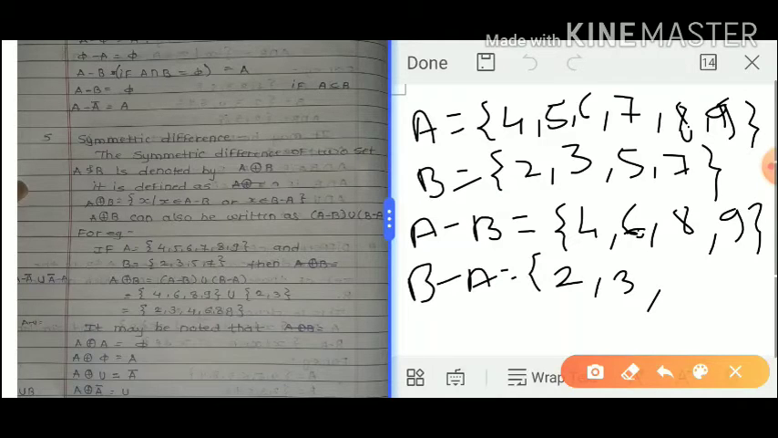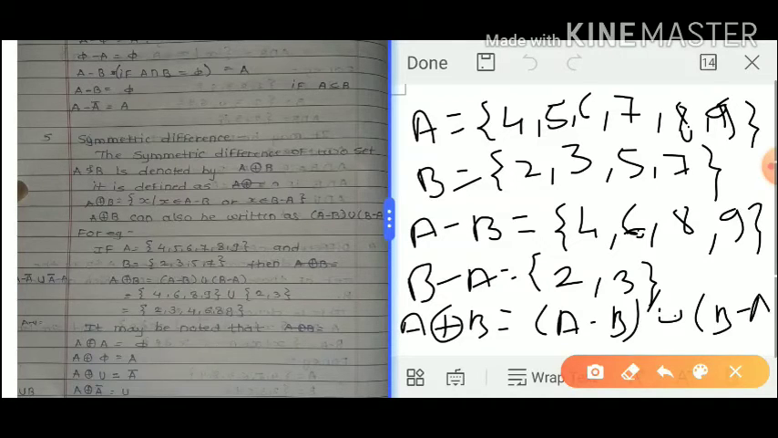Which belong to set A, and set B elements 7 which belong to set A, so you discard all the elements 5 and 7, and this is the B set. And here is the main formula to find the symmetric difference of two sets: A symmetric difference B equals A minus B union B minus A.